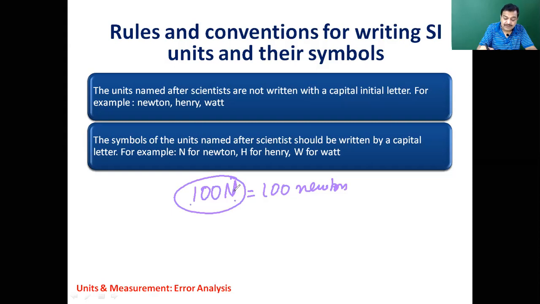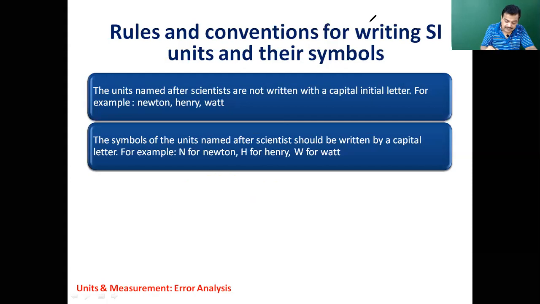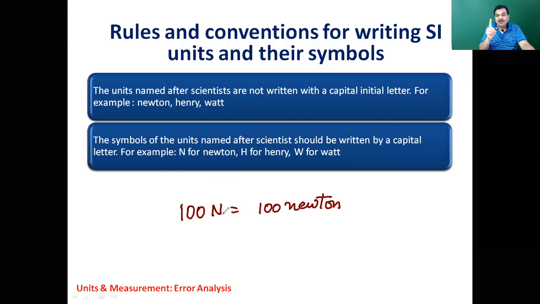If I say 100 Newton, it is fine. 100 Newton. देखिए यहां अगर अकेला लिख रहा हूं तो कैपिटल एन लिखूंगा, और अगर मैं अकेला नहीं लिख रहा, नाम लिख रहा हूं, तो मैं न्यूटन स्मॉल में ही लिखूंगा. अंतर समझ आ गया सबके?